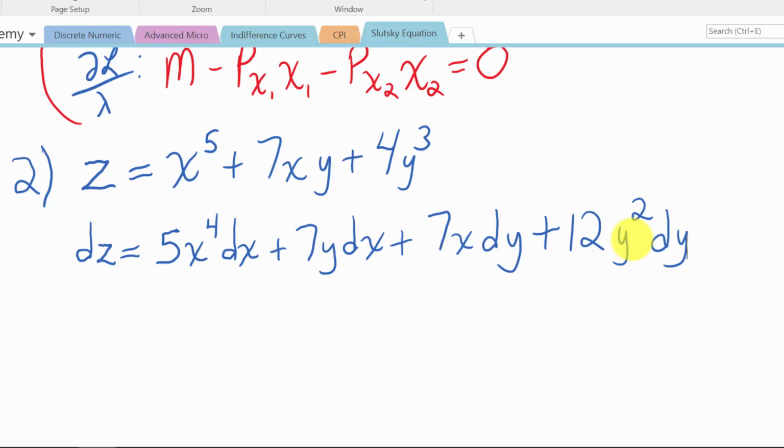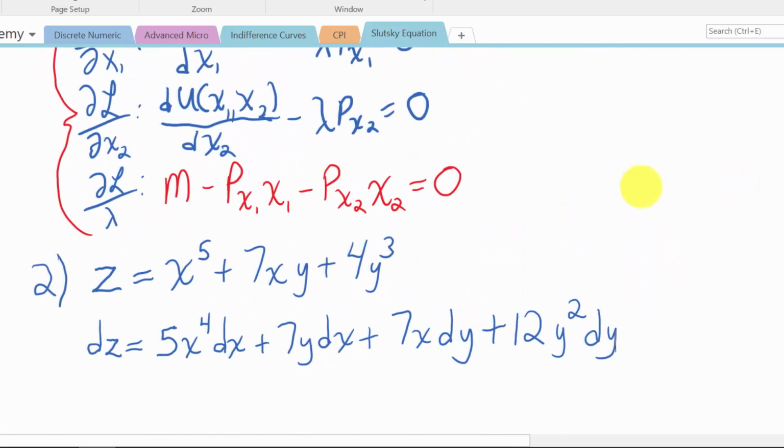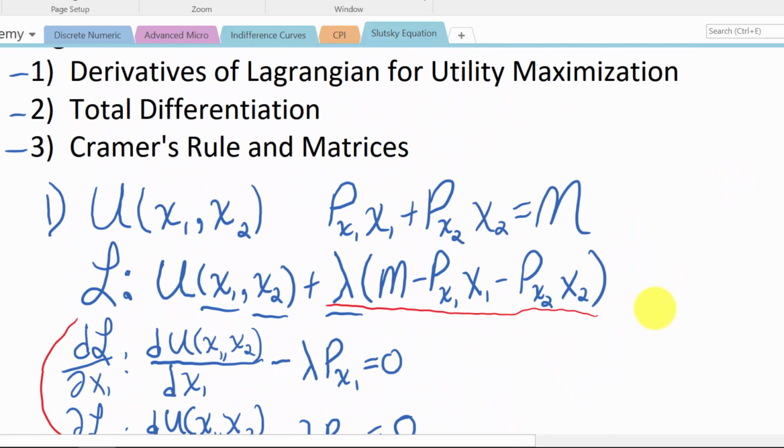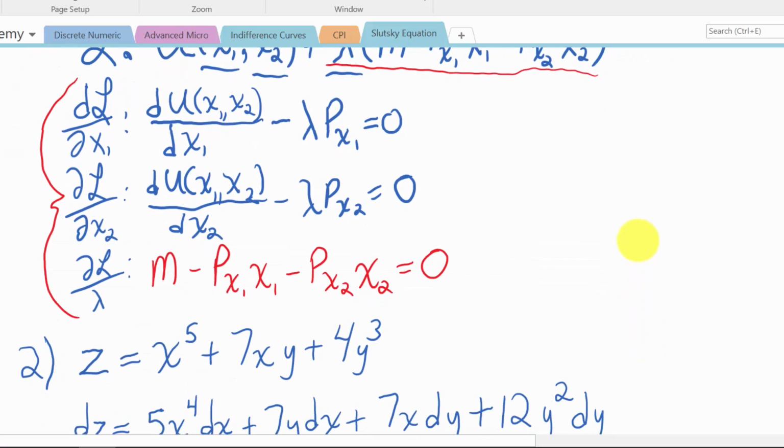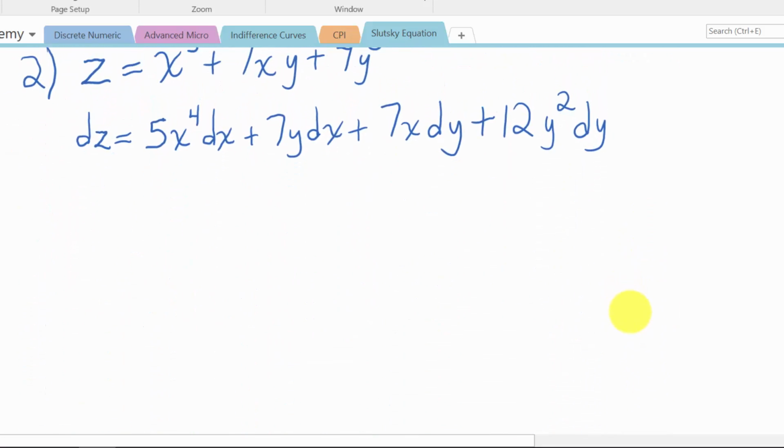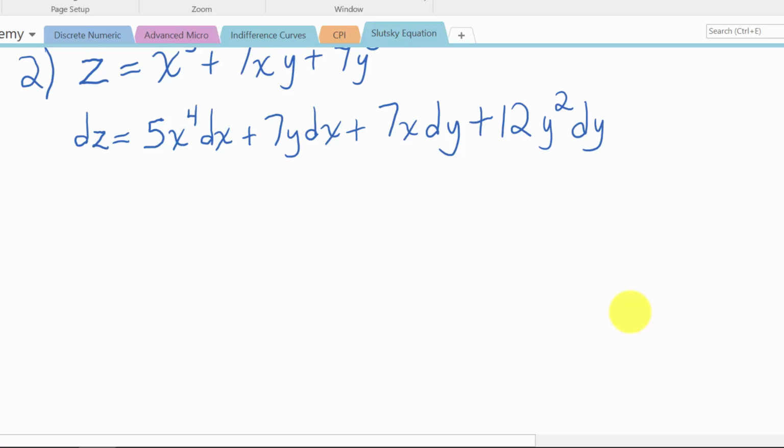And then we could group if we wanted to, right? We could group the things with the dx together. We could group the things with the dy together. But this is basically the idea. So we're going to see that in our Slutsky derivation. The third thing, and we're going to spend more time on this, is Cramer's rule and matrices. So what in the world is Cramer's rule? Let's go through a quick example of how you can use Cramer's rule so that when we get into our Slutsky derivation, we won't have any problems.